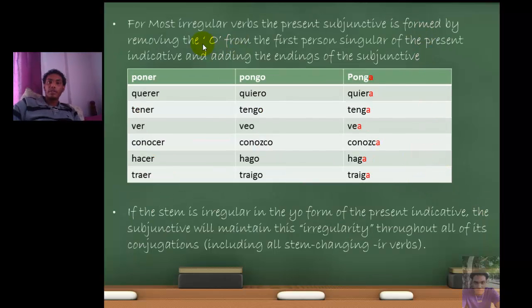For most irregular verbs, the present subjunctive is formed by removing the o from the first person, and then you add the subjunctive endings. Right? So pongo, quiero, tengo, veo, conozco, hago, traigo, right? It'll become ponga, quiera, tenga, vea, conozca, haga, traiga, right?